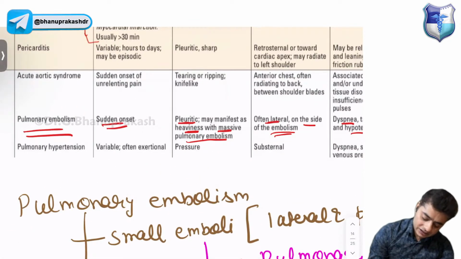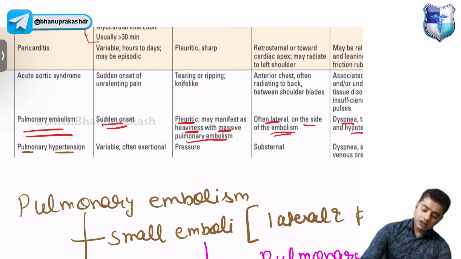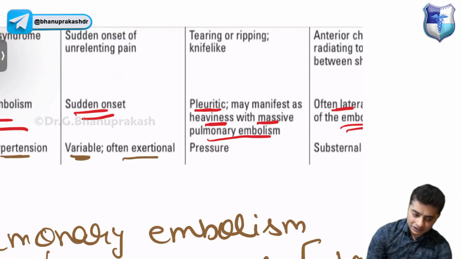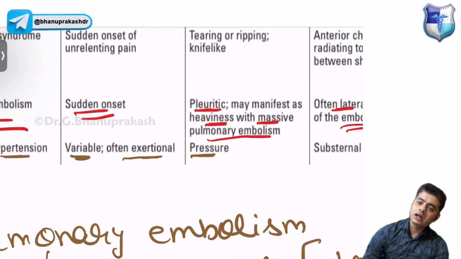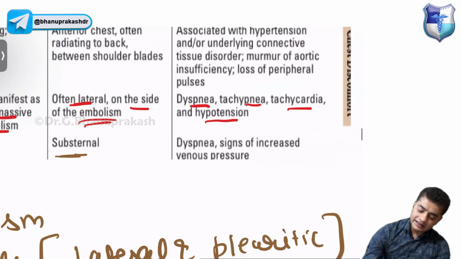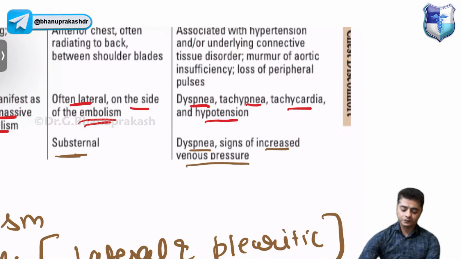Last in vascular is pulmonary hypertension. It is variable and often it can be exertional also. It behaves like a pressure kind of pain, which is substernal, and dyspnea and signs of increased venous pressure can be present here.